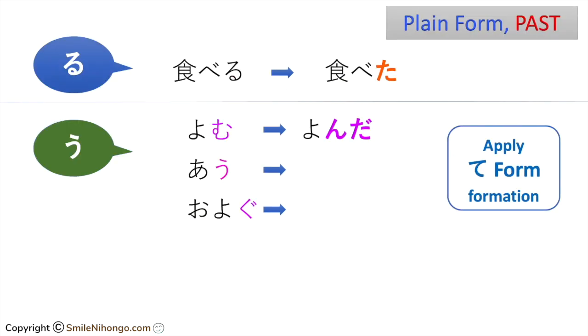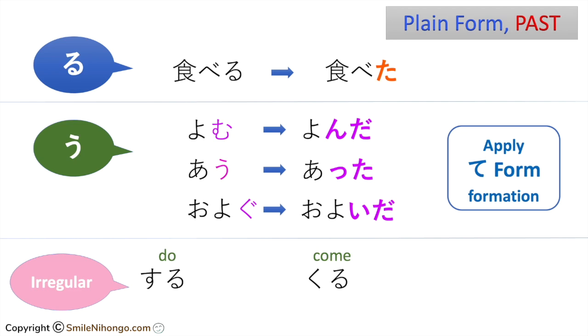So what is the plain past form for the verb 会う and 泳ぐ? Right. 会う is 会って in the te form, so the plain past form will be 会った. 泳ぐ in te form is 泳いで, so the plain past will be 泳いだ. Now we are done with plain past for RU verbs and U verbs.